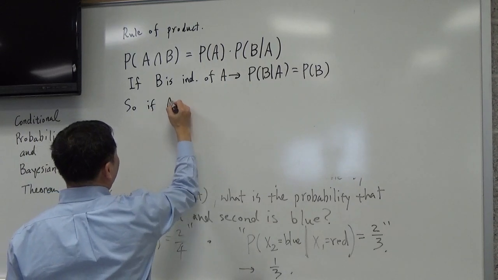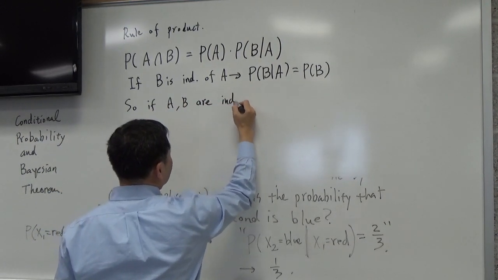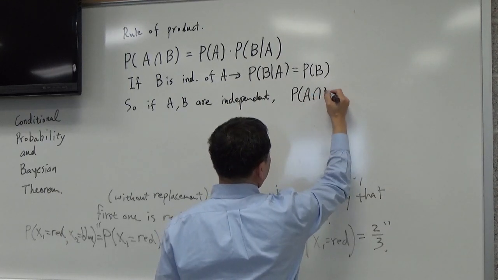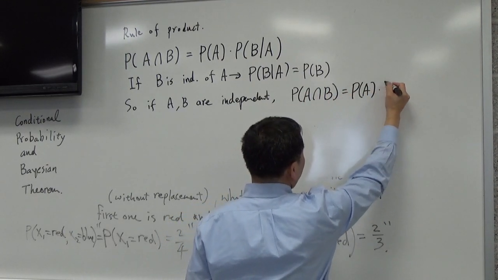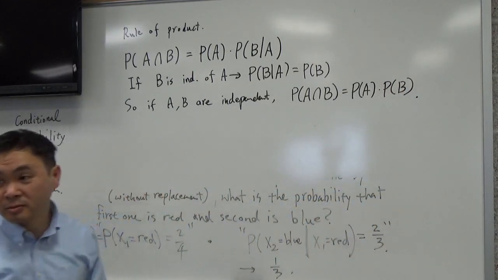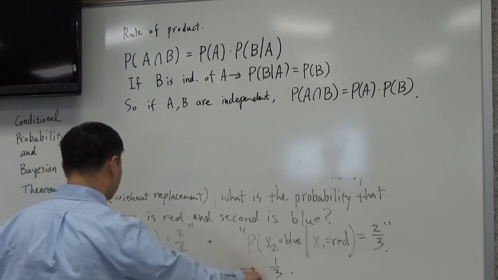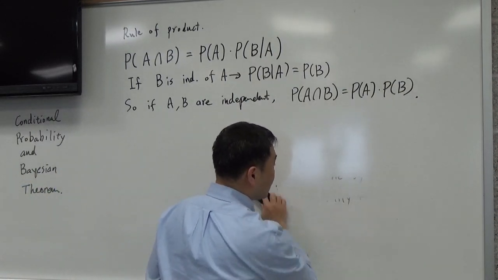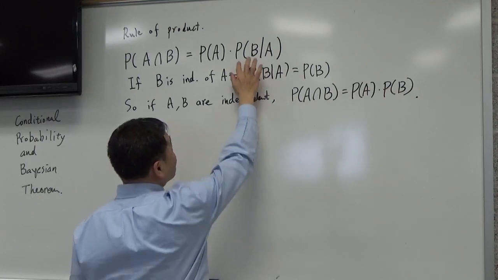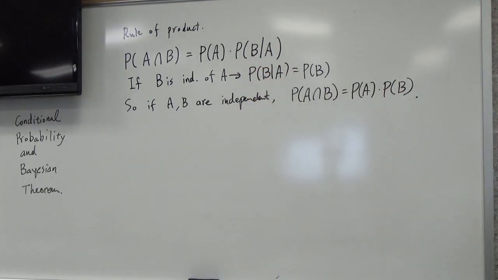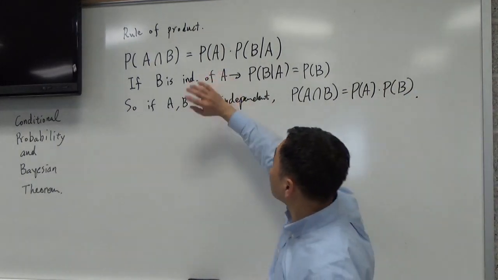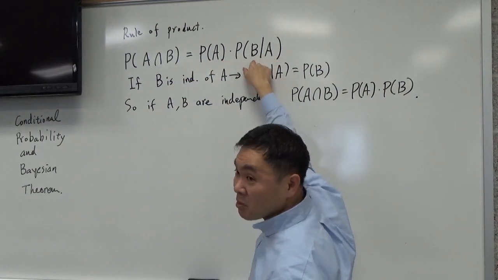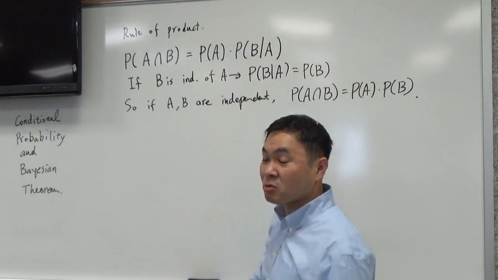So if A, B are independent, we have P of A and B happening at the same time, you simply have to multiply these two. So this is how you understand the conditional probability, okay? This conditional probability is a way to express the fact that there are many cases where an event happens, it will change the probability of the second event. So that's why there's some conditional probability.